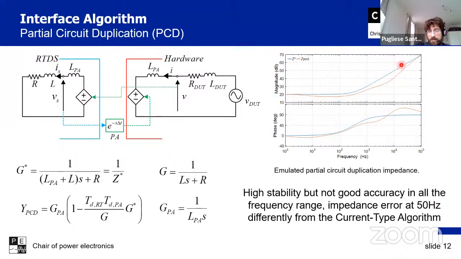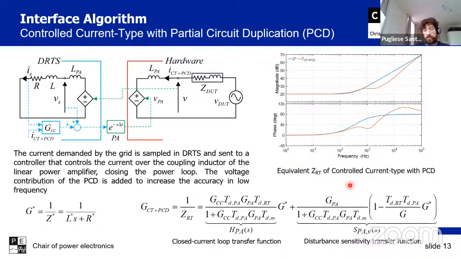So Z star is still my RL load. In reality, with the partial circuit duplication, I'm not accurate, even at 50 Hertz. So this is promising in terms of stability, but not in terms of accuracy. What we can do is, for example, merge this interface algorithm and use a partial circuit duplication as a feed-forward action for the control at the current type.